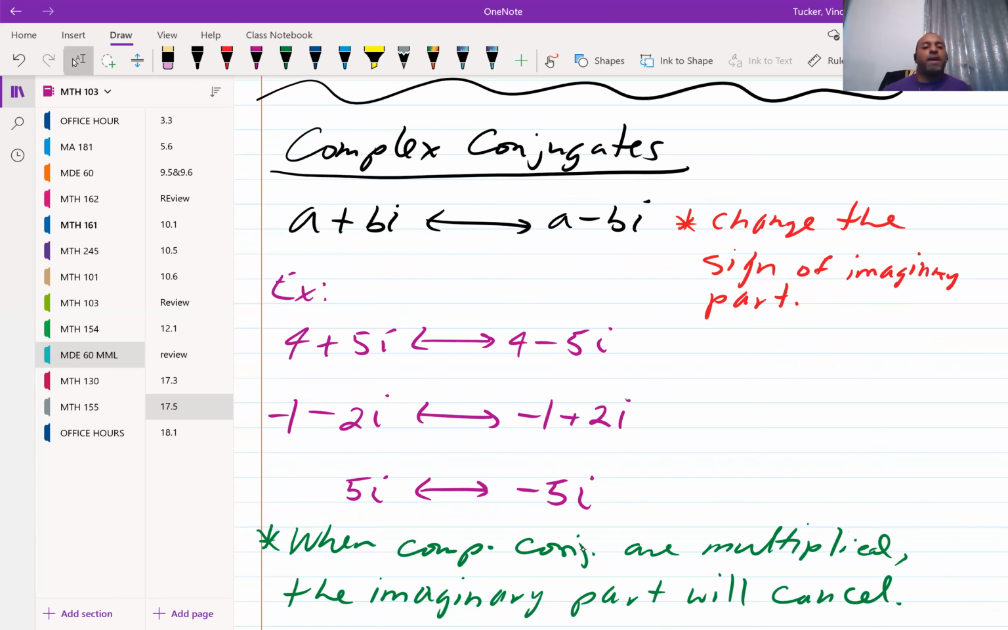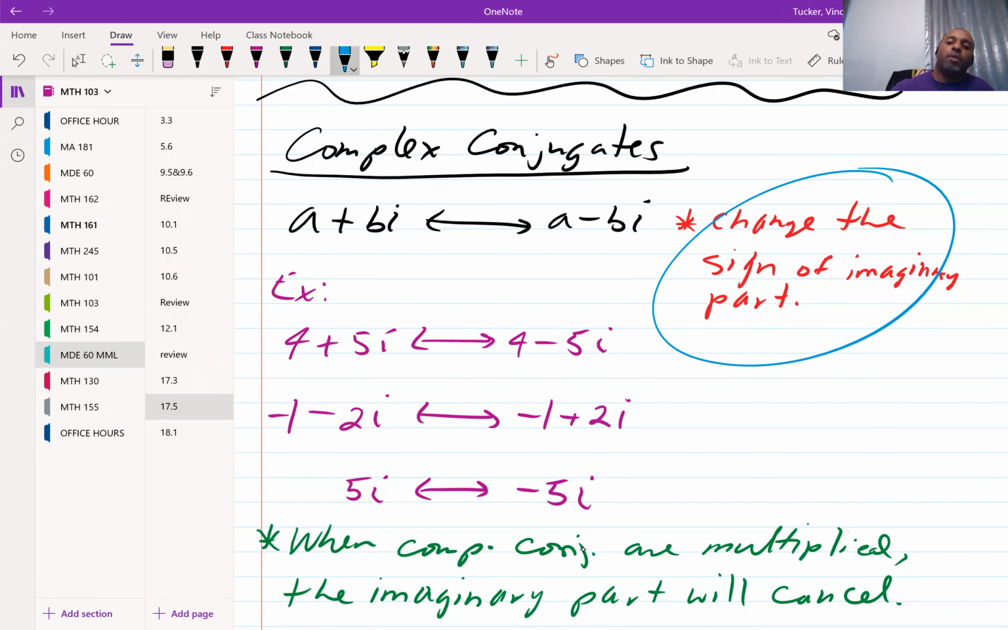So we have 4 plus 5i. The complex conjugate will be 4 minus 5i, and vice versa. That's why I have the arrow going back and forth. Negative 1 minus 2i, negative 1 plus 2i, conjugates. And then 5i and negative 5i. Once again, we're changing the sign of the imaginary part.